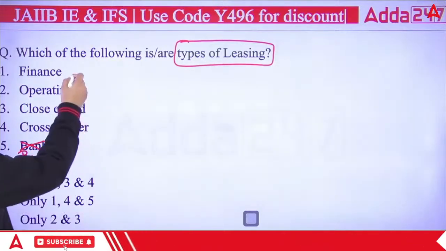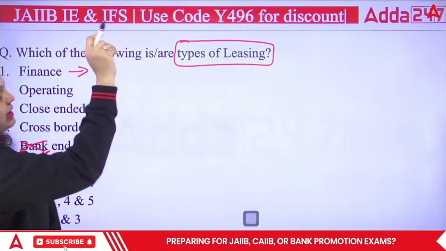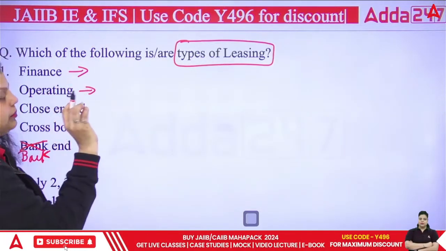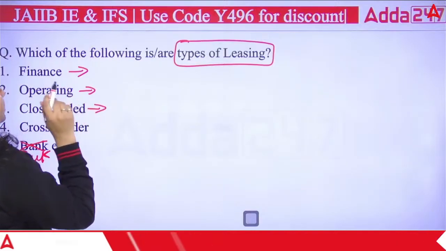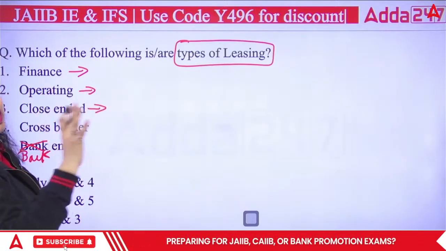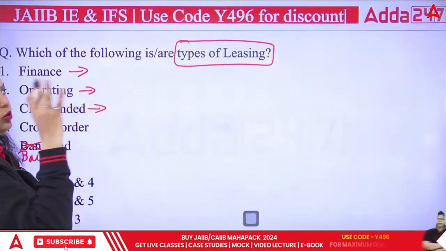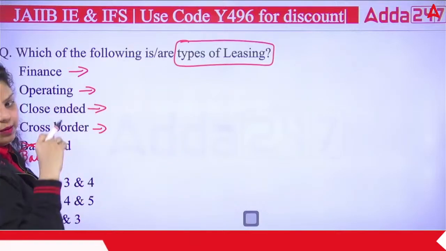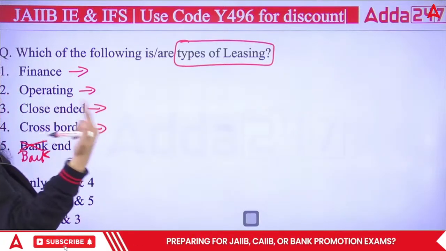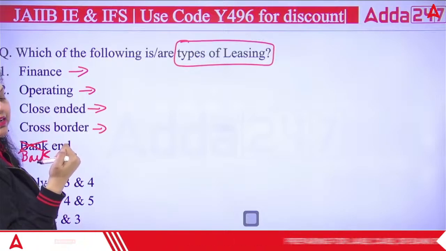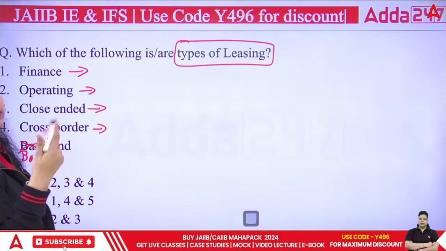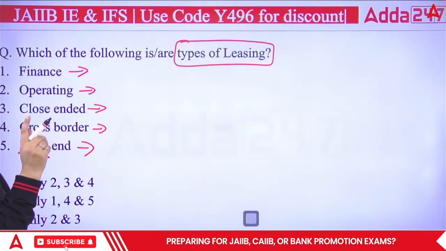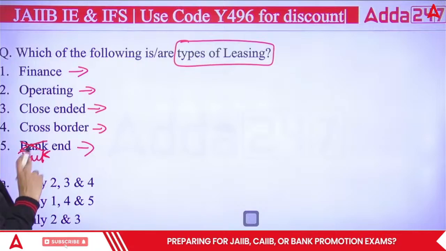In the finance lease, you will take the asset for the economic life of the asset. In operating lease, you are taking a lease of a particular asset for a short-term period. In close-ended, you will not be allowed to purchase it after a certain while, when your transaction has been completed, your maturity has been completed. Then cross-border, two countries: the parties who are leasing property to each other are living in two different countries. And back end means when your rentals will be high in the end. That is what back end is.